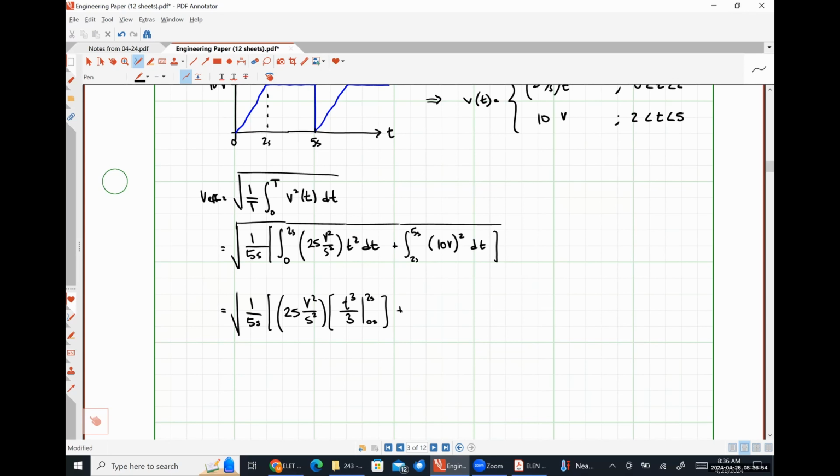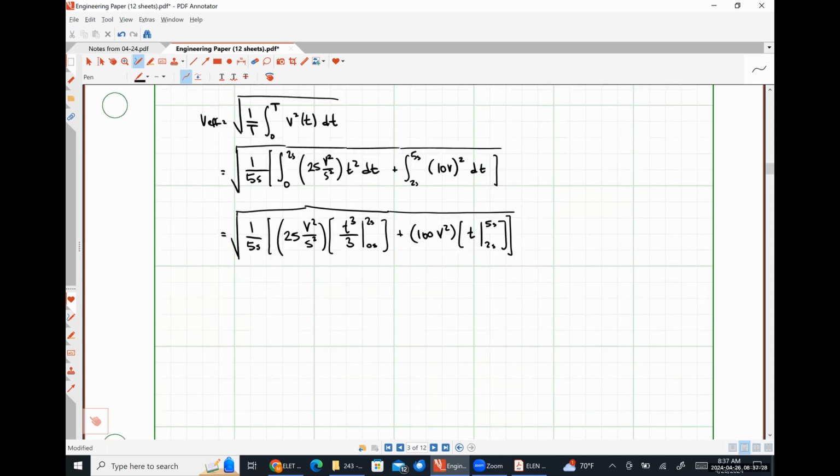And then I have a 10 volts squared, that's a constant, so I can pull that out. I'm just going to call that 100 volts squared. Now I have the integral of dt. What's the integral of dt? T. Evaluated at 5 seconds and 2 seconds. Close that bracket there. Make the square root sign go over the whole kit and caboodle.